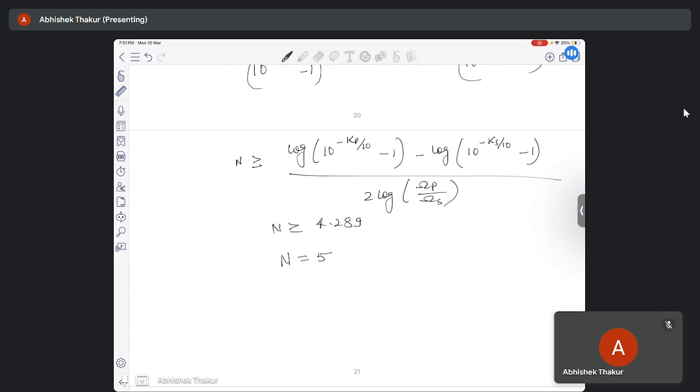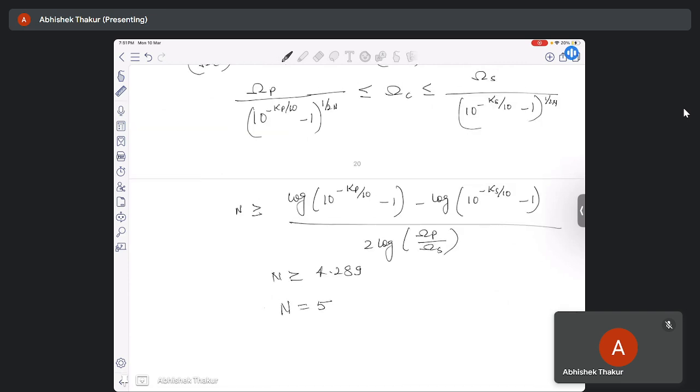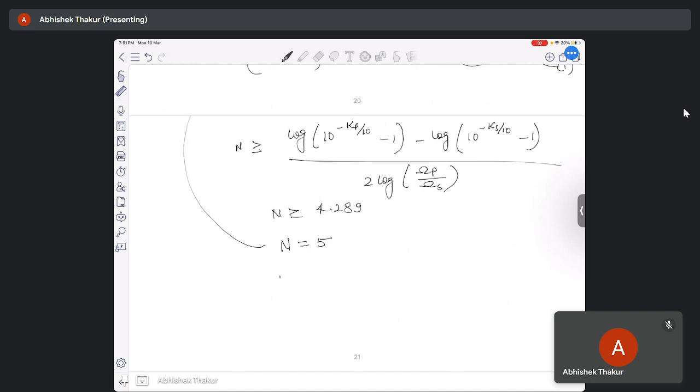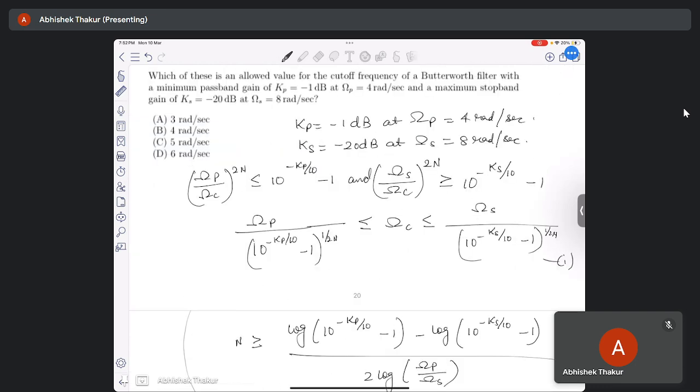when you substitute N is equal to 5 in equation 1, then we will get 4.57 radian per second is less than or equal to omega c, that is less than or equal to 5.05 radian per second. And so the valid choice here is option number C, that is equal to 5 radian per second.